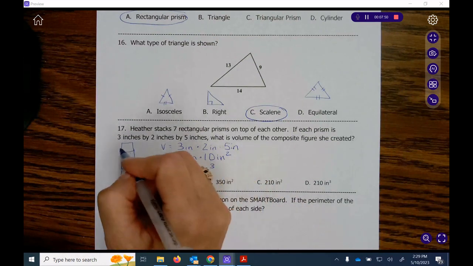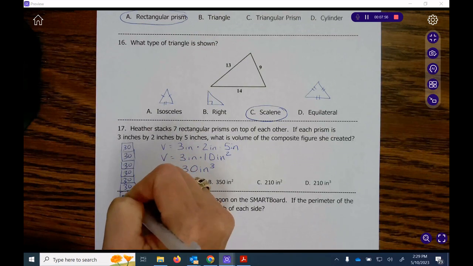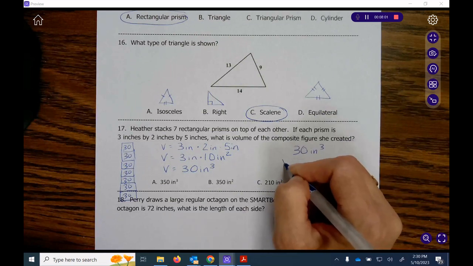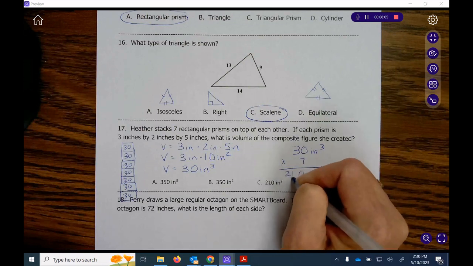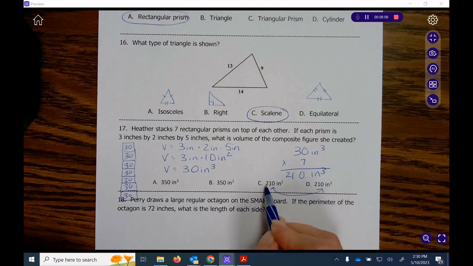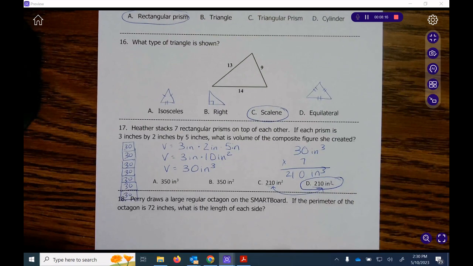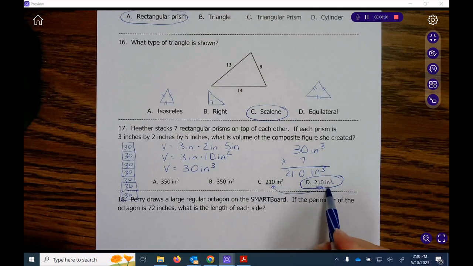So that's 30, 30, 30, 30, 30, 30, 30, or 30 inches cubed times 7, 210. Now, you'll see that there's 2 answers that have the number 210 in them, and the correct answer is inches cubed. This would be area, like tiles on the floor, and this would be cubes.